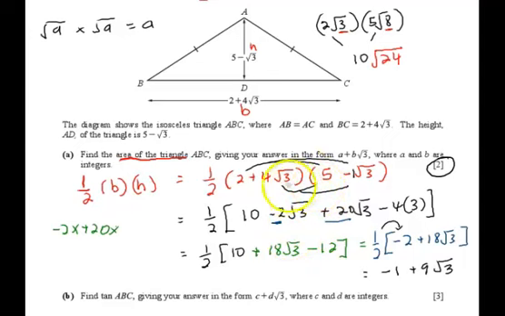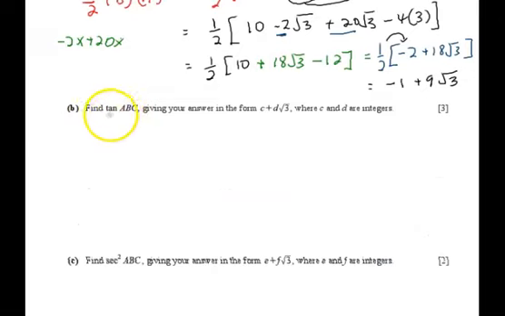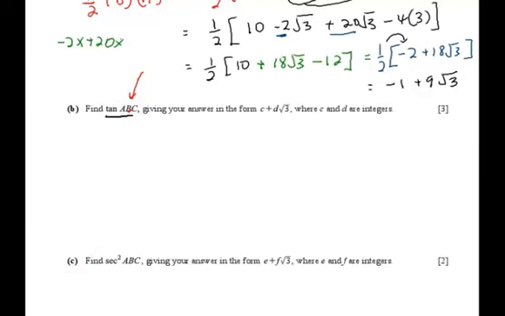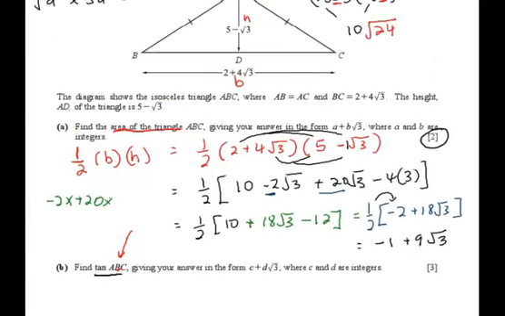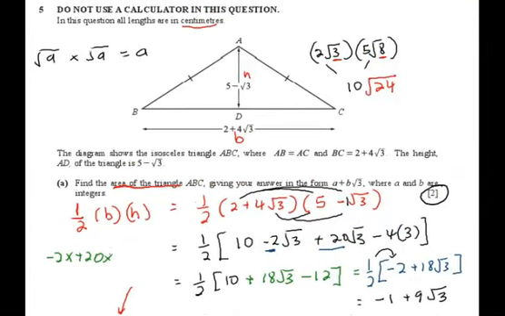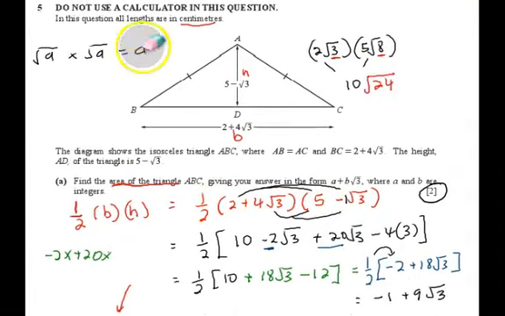Okay, now let us look at question B. Question B here, find tangent ABC, giving your answer in this form where c and d are integers. Now we'll look back at this diagram, and also remember the angle here, we have to look at this angle B. Alright, ABC, the angle B. Now, here, let me scroll this. As you can see here, from this diagram, let me clear off this.